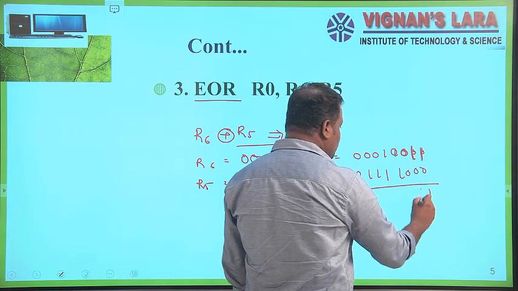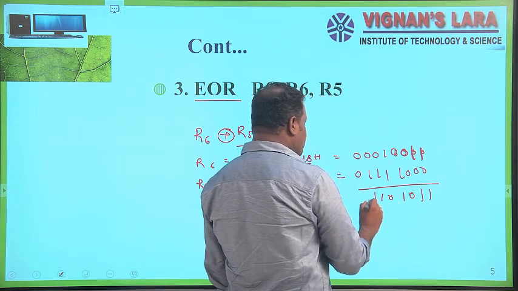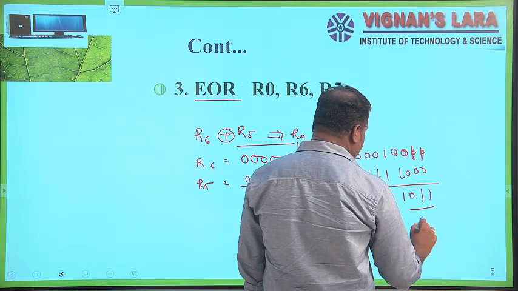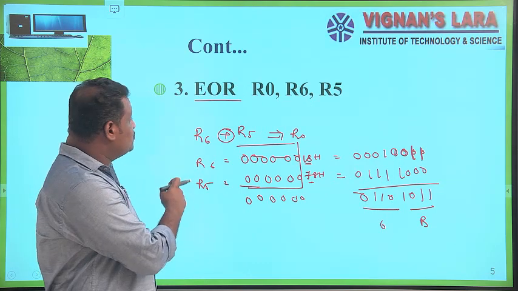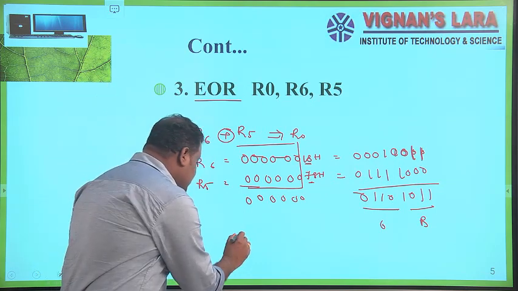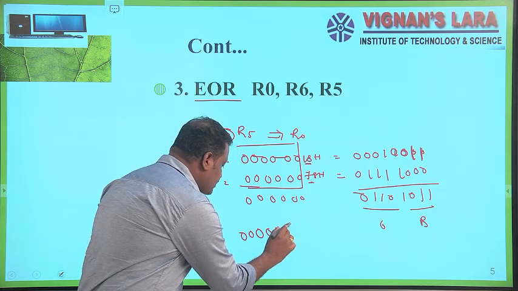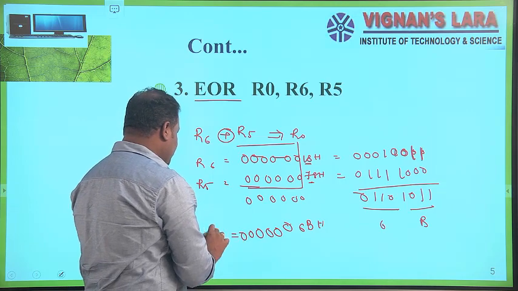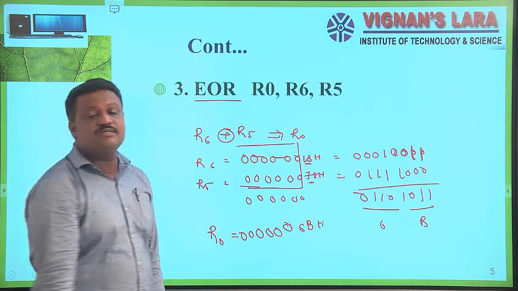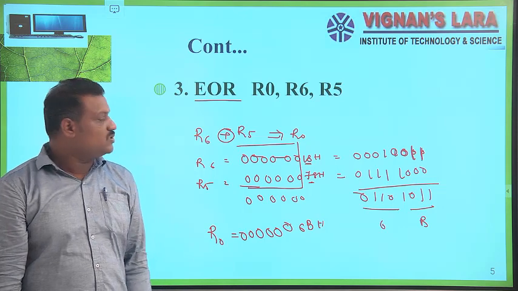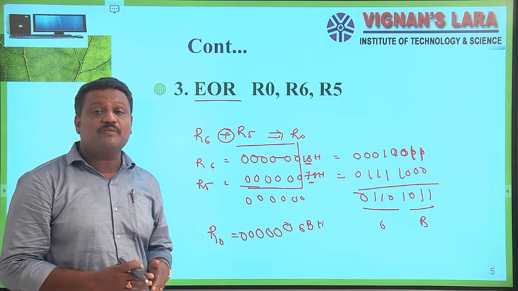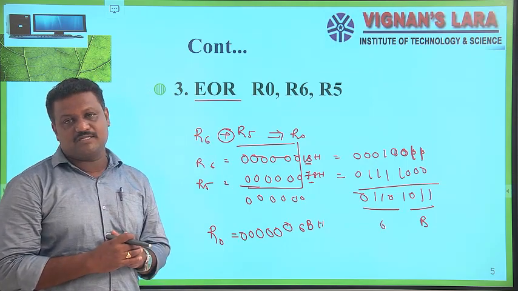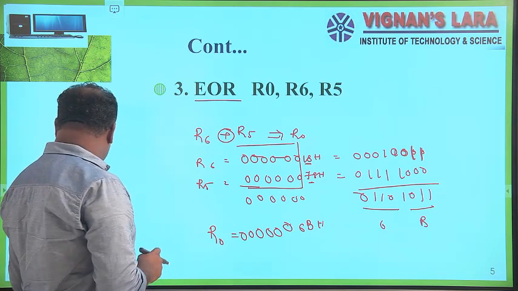If the inputs are different, the output is 1; if the inputs are the same, the output is 0. Here the final value is 6 and this one is B, so the final result transferred to the destination register R0 is six zeros followed by 6BH. This is the final value. We can copy it onto the destination register R0. So here also this logical exclusive OR operation is done in parallel between the contents of R5 and R6. Fine. Let's go for one more example.